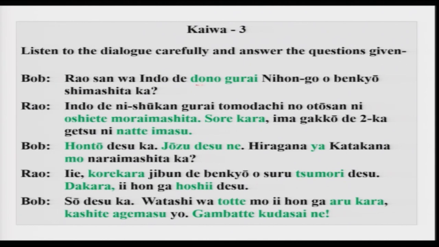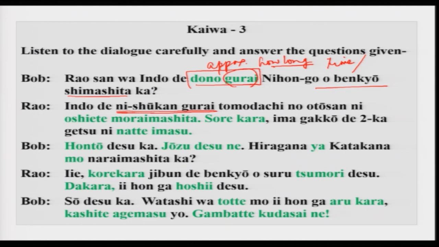We have dono gurai over here. Rao san wa Indo de dono gurai Nihongo o benkyo shimashita ka? Dono gurai, approximately how long? Dono gurai Nihongo o benkyo shimashita ka? Gurai is approximate time or amount. Rao says, Indo de nishukan gurai, approximately nishukan gurai, for 2 weeks.